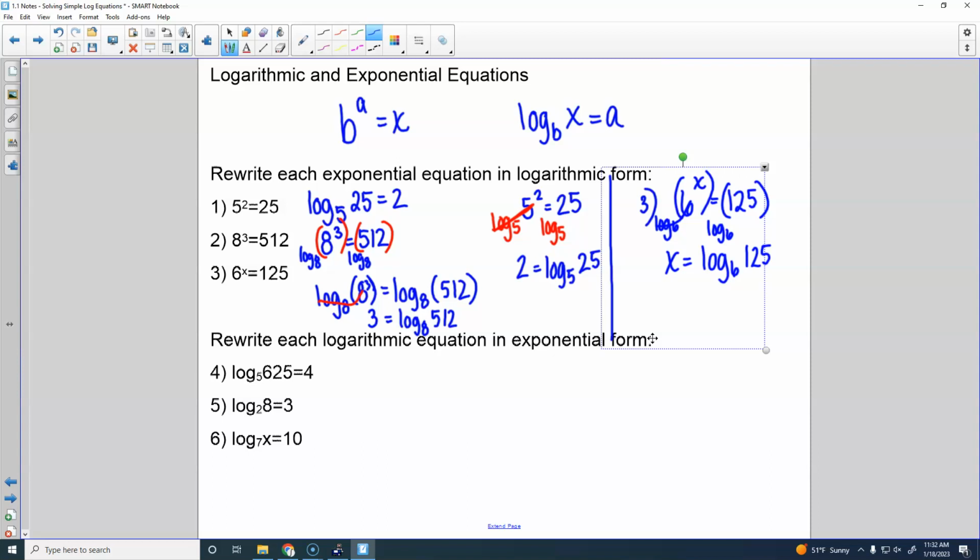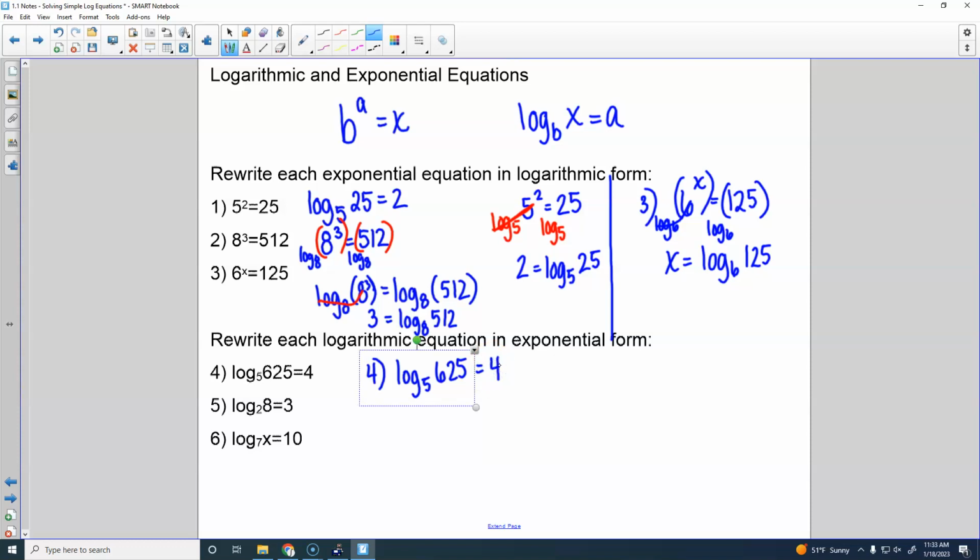Okay, it's the same as rewriting that you have done before. It's just a little bit different way of thinking of it. There. It also works the other way. So for number 4 here, I've got log base 5 of 625 equals 4.